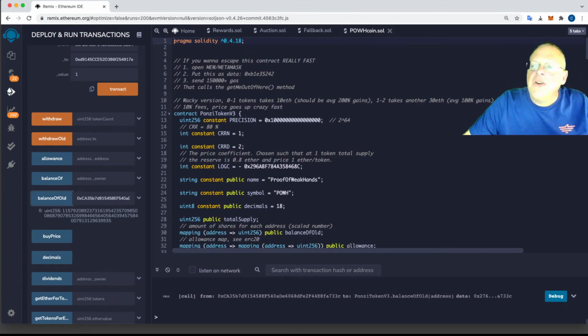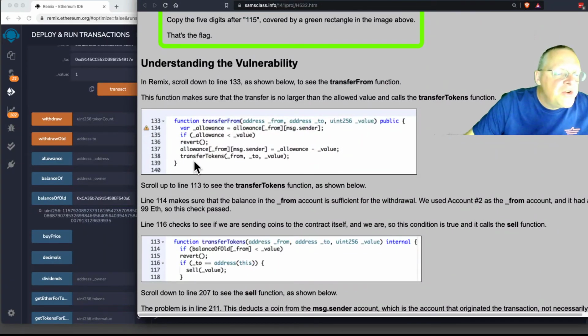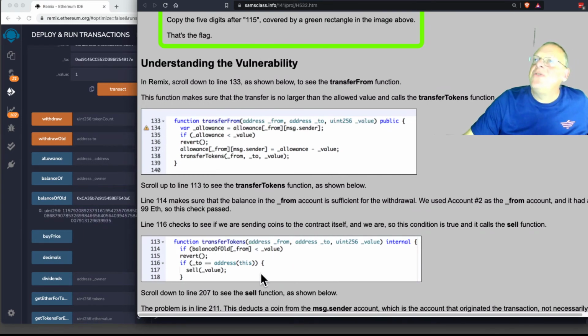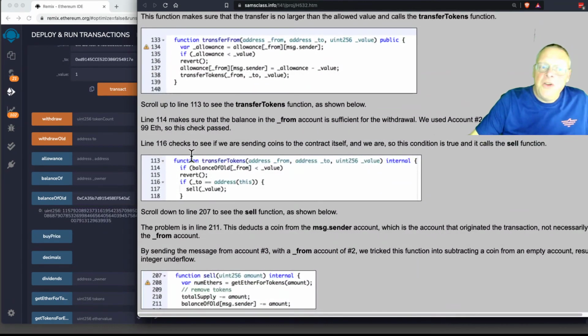So, to understand the vulnerability, the code is shown here. This is the transfer from, and this makes sure that the transfer is no larger than the allowed value. So if the allowance is less than value, it's fine. Then it calls transfer tokens. And up here, it does transfer tokens. But see, since there were 3 addresses and the developer only thought there were going to be 2, it compared the amount in like account number 2 to see if I had enough money. But then it actually withdrew the tokens from account number 3. That's the problem. And you can see how it's pretty easy to make this mistake, writing this complicated code, having all these functions.